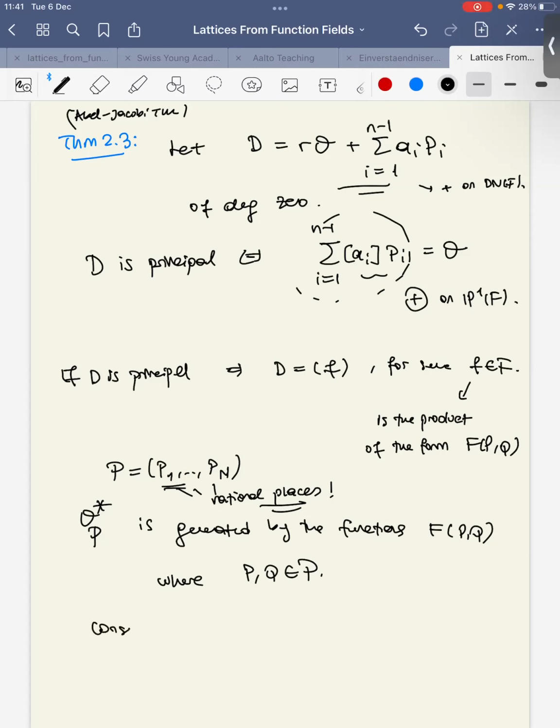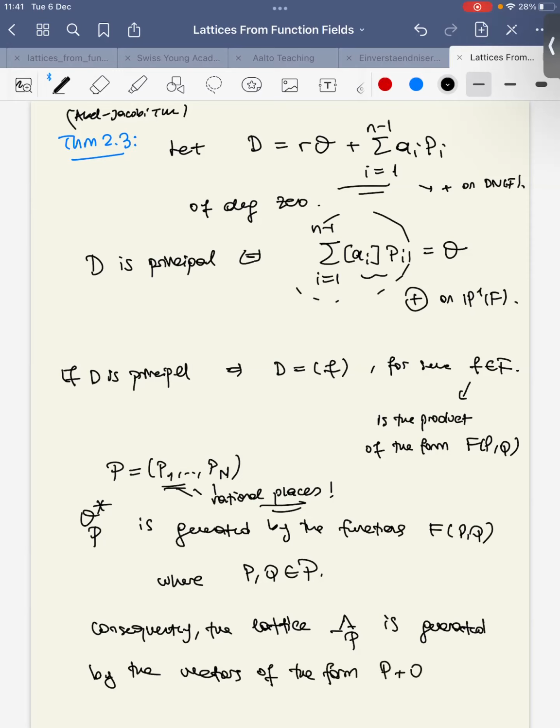Consequently, the lattice L of P, like delta P, our elliptic function field lattice, is generated by the vectors of the form P plus Q minus R minus O, where P plus Q is exactly equal to R. So what we mean is that the image is going to be 1, 1, minus 1, minus 1, and 0 for the other entries, depending on this P and Q and R located in this n-tuple.